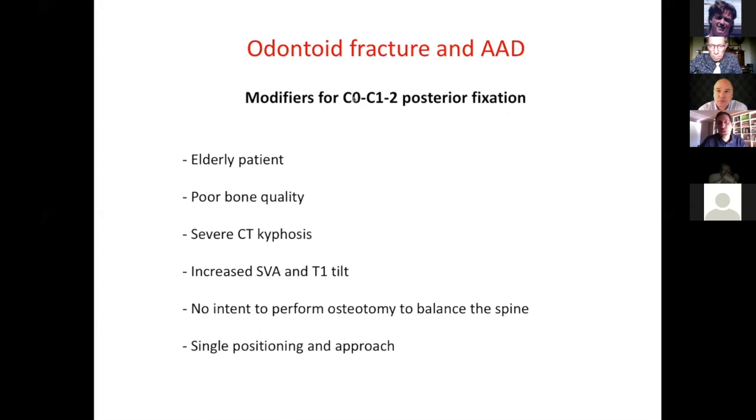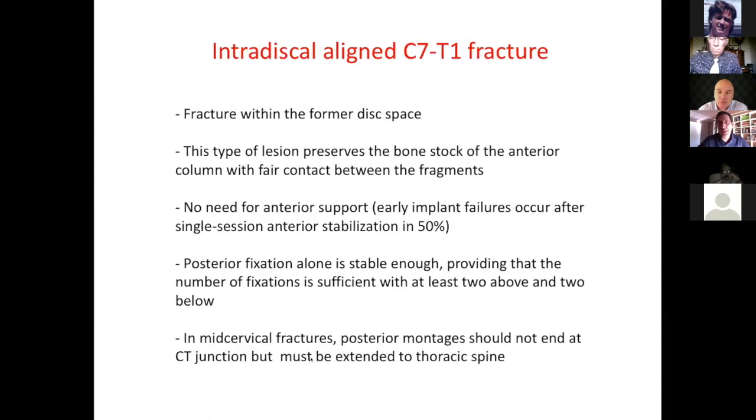We decided to go to C0 and do a posterior fixation instead of odontoid screw in C1, C2 because of the age, because of the poor bone quality, the severe CT kyphosis, increased SVA and T1 tilt, and no intent to perform osteotomy. And we wanted to solve the problem or stabilize the patient on a single positioning and approach.